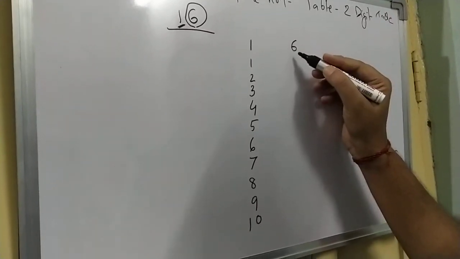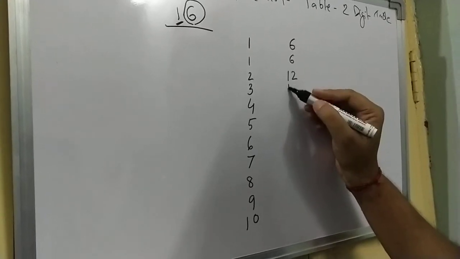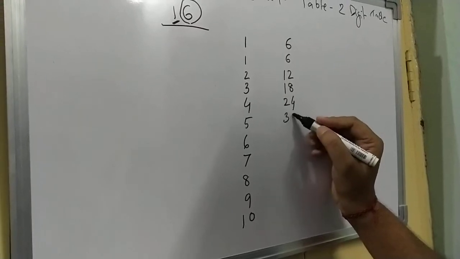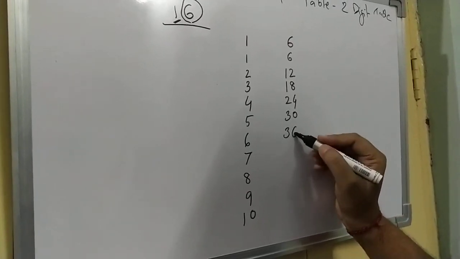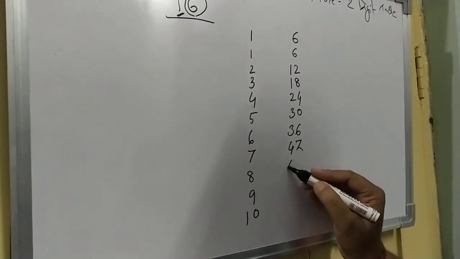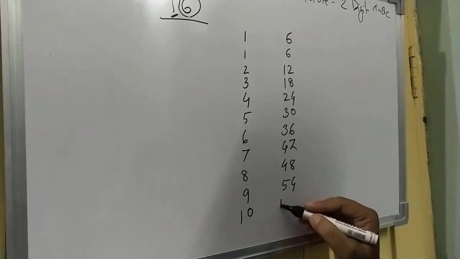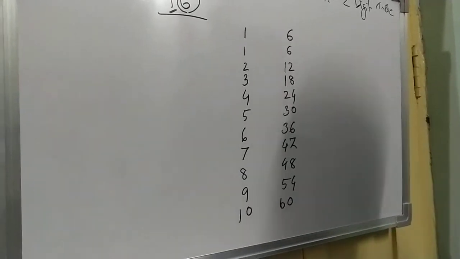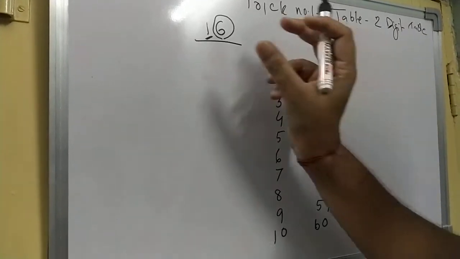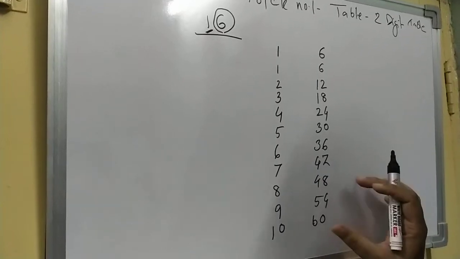Similar way, let us write the table of 6. 6 ones are 6, 6 twos are 12, 6 threes are 18, 6 fours are 24, 6 fives are 30, 6 sixes are 36, 6 sevens are 42, 6 eights is 48, 6 nines is 54 and 6 tens is 60. So this is your first step. You have to take both the digits and you have to write their individual tables as we have mentioned.